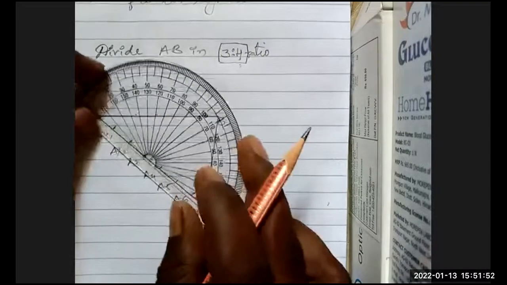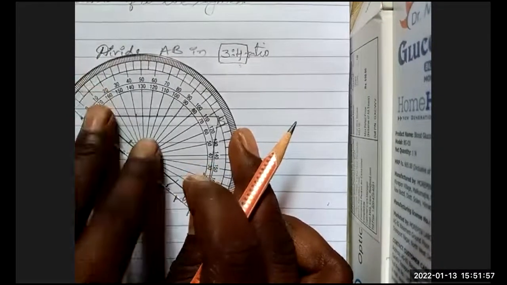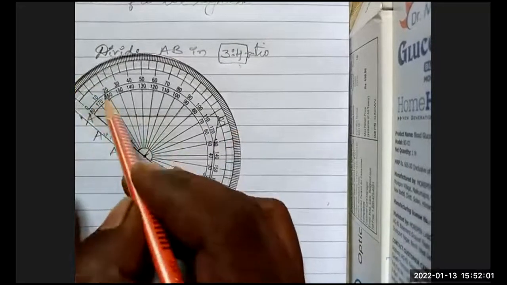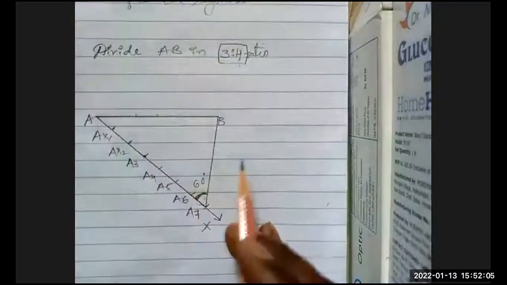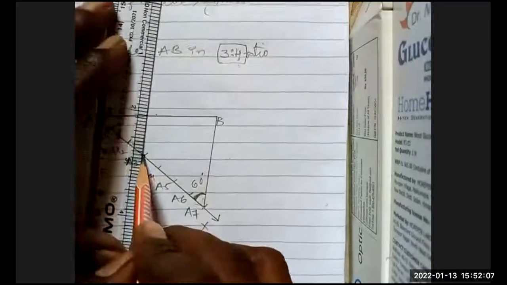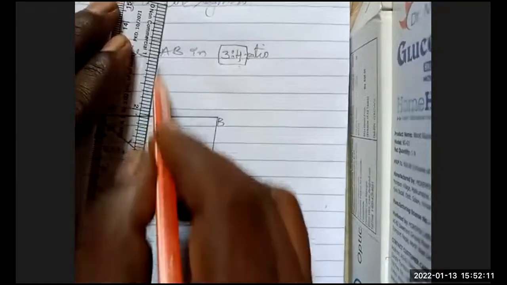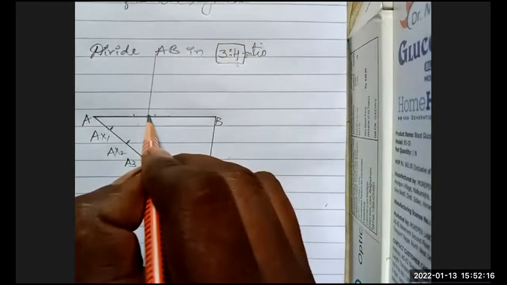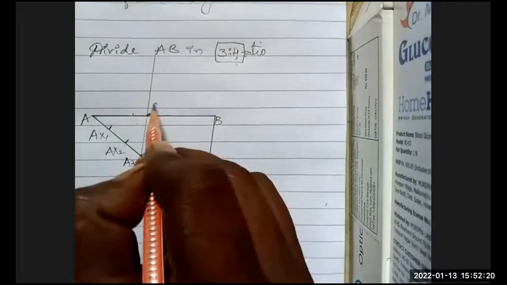So I'm placing it here at this point, and I'm going to draw 60 degrees. 0, 10, 20, 30, 40, 50, 60. Here is the point, 60 degrees. Join that point with this point. And this is where it is intersecting. Now we say that this is point C.